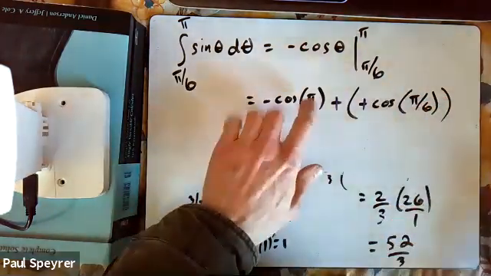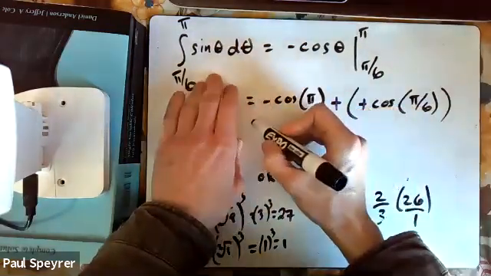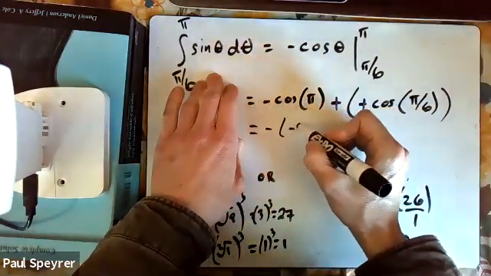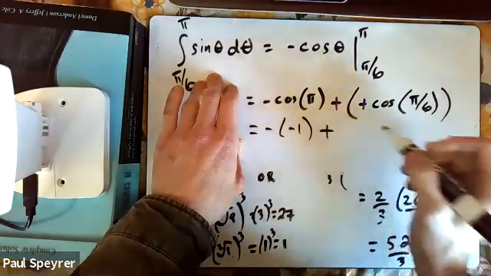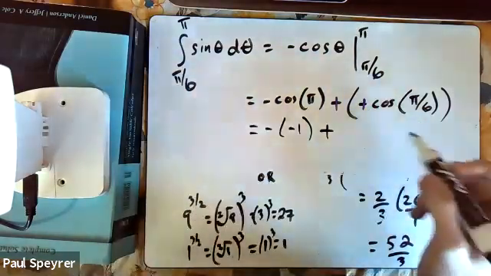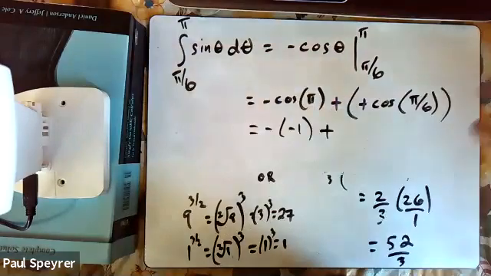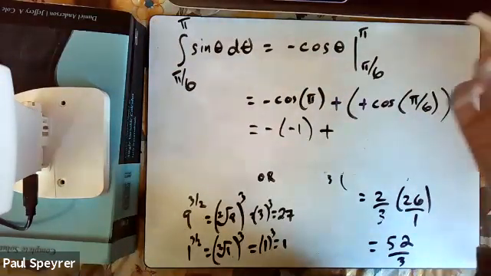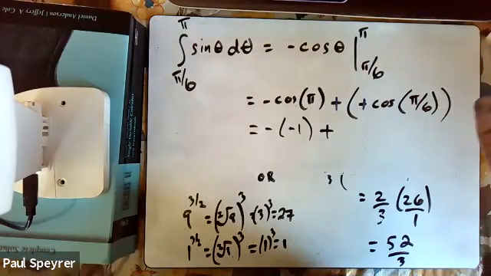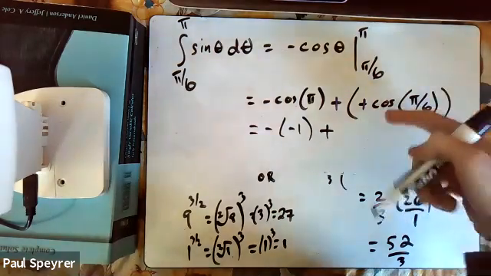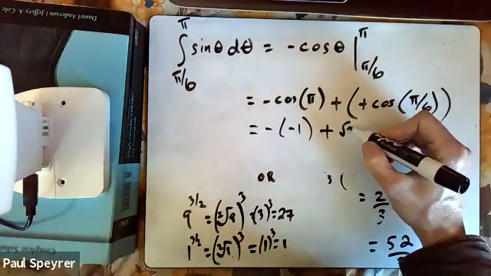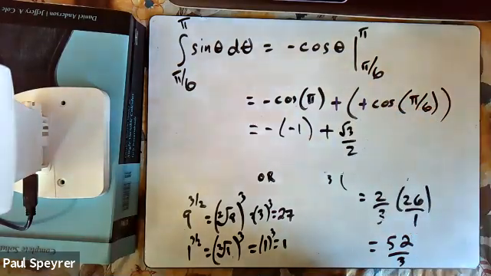What's cosine of pi give you? That's -1. So you have -1 plus. What is cosine of pi over 6? No decimals, okay? Remember, with these trig functions from the unit circle, there's only a few different types of values you can have, like 1/2, square root of 2 over 2, square root of 3 over 2, right? It's got to be one of those right there. Make sure you know the unit circle, right? Cosine of pi over 6 is the square root of 3 over 2.